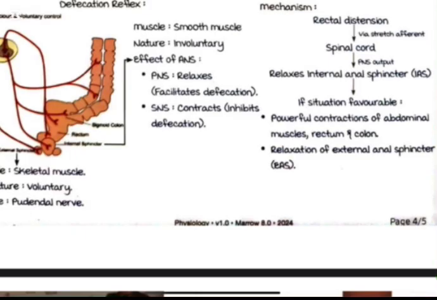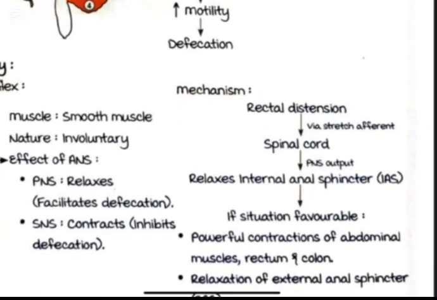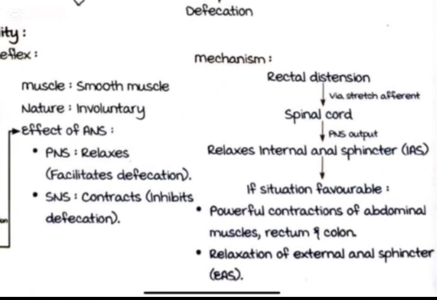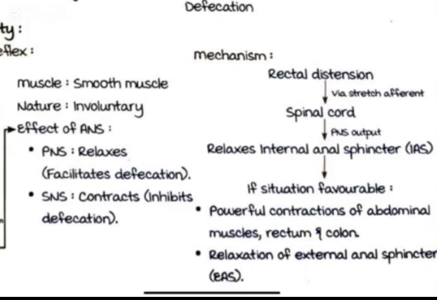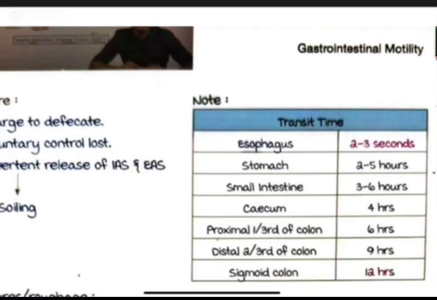The muscle is skeletal muscle in the external sphincter. Nature is voluntary. Nerve is the pudendal nerve. Mechanism: rectal distension via stretch afferents goes to the spinal cord. Parasympathetic nervous output relaxes the internal anal sphincter. If the situation is favorable, there is powerful contraction of the abdominal muscles, rectum and colon, and relaxation of the external anal sphincter.